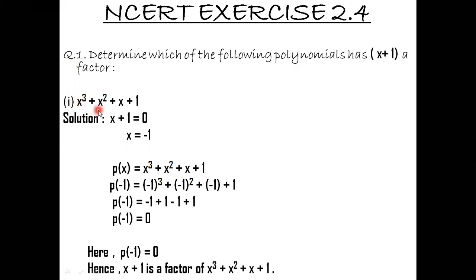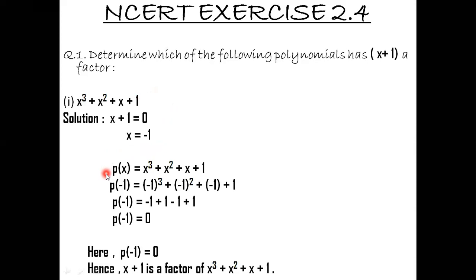X cube plus x square plus x plus 1 is the question, and I have to check for this question if x plus 1 is a factor or not. So I would write x plus 1 is equal to 0 to check whether it's a factor or not, and then solve this. What am I getting? X is equal to minus 1. So the plus 1 goes to the other side. It becomes x is equal to minus 1. So what would I do next? Simply put this value of x in the given question.